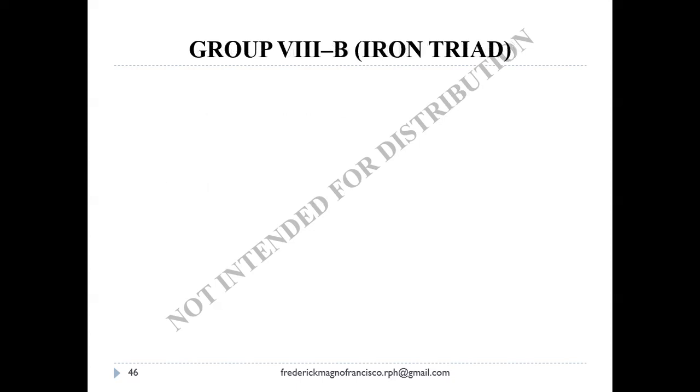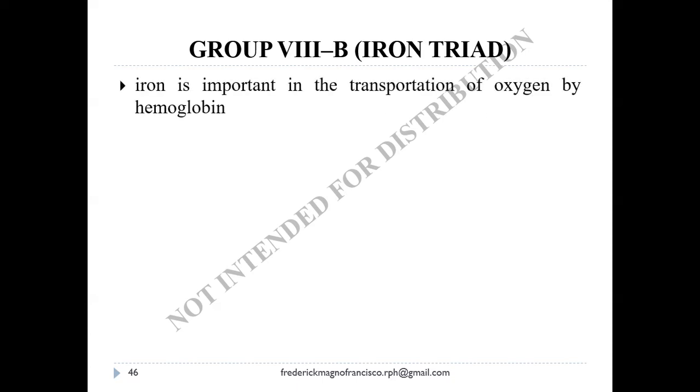Group 8B, Iron Triad. Iron is an essential trace element. It is the important element in the transportation of oxygen by hemoglobin. It functions in various cytochromes, which are essential oxidative enzymes of the body cells.